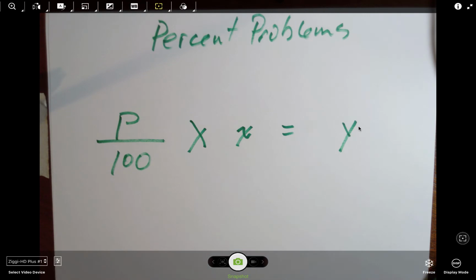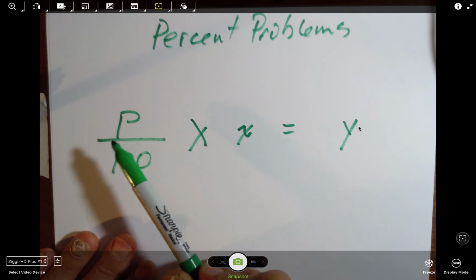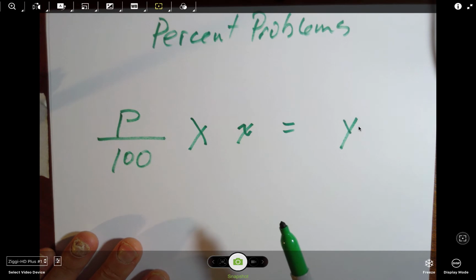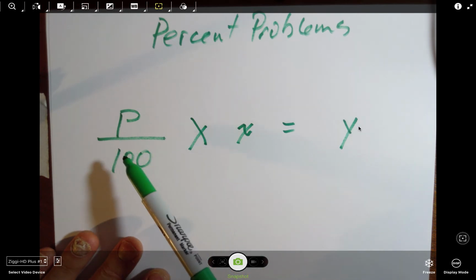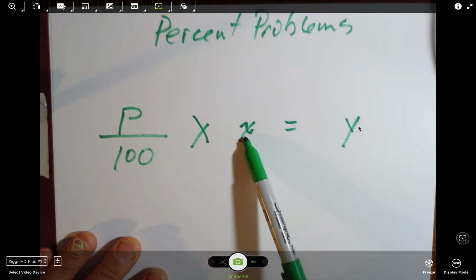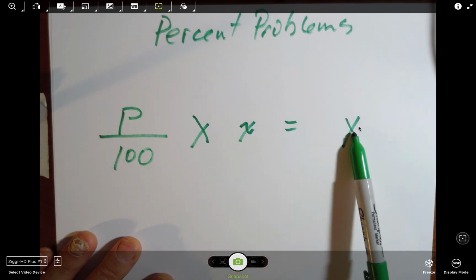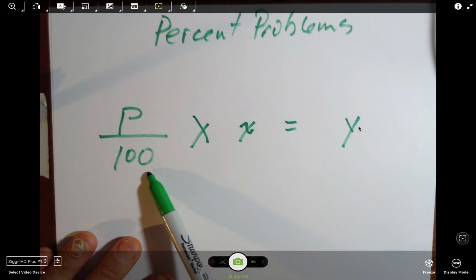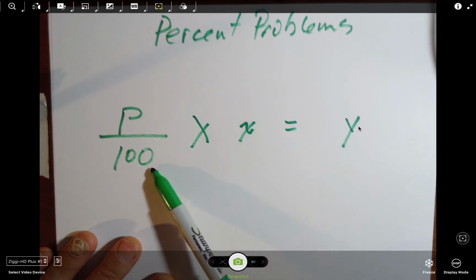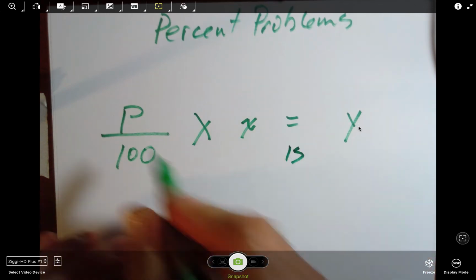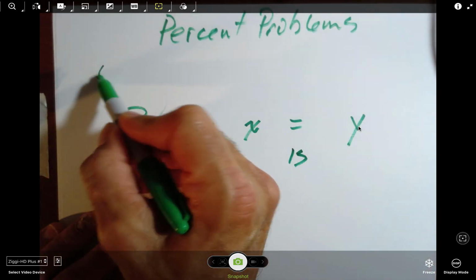So all percent problems are going to have this basic form. We'll be given two of these three numbers, p, x, and y, and we need to determine the third one. All of them can be expressed in the form that p% of some number x is some other number y. Remember percent means divided by 100, so p% becomes p over 100 of x is y.